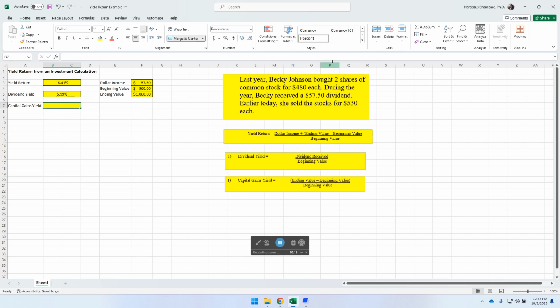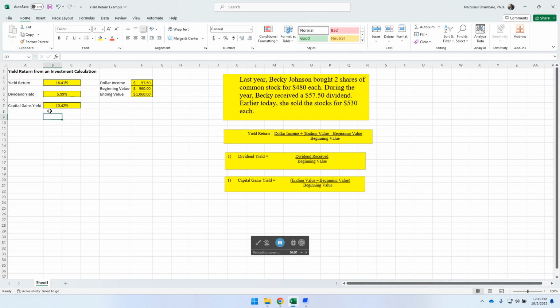Now finally, the capital gains is actually made up of ending value, which was that 1060, minus beginning value, which is 960, divided by the beginning balance. Right, so basically here we are saying that by how much did the stocks appreciate in value? That is actually what the capital gains yield will be. So it actually appreciated by 10.42%, which is actually from 480 per share to 530 per share. That was quite significant in that particular regard.